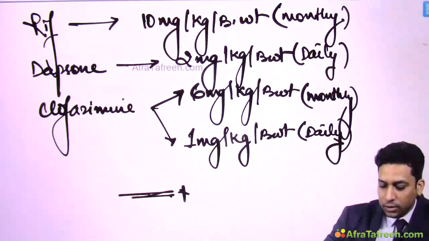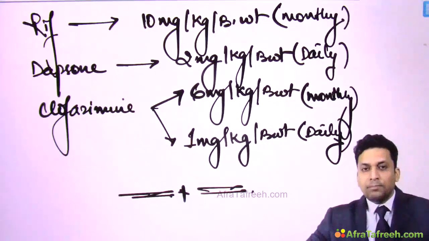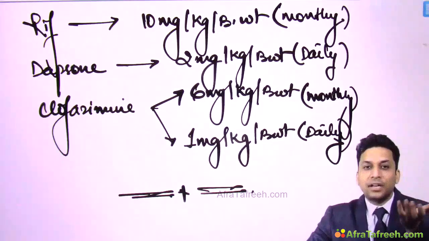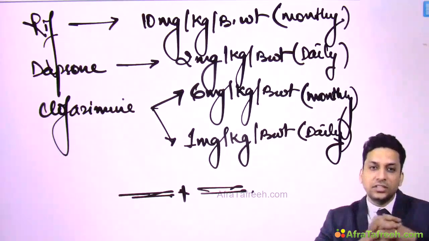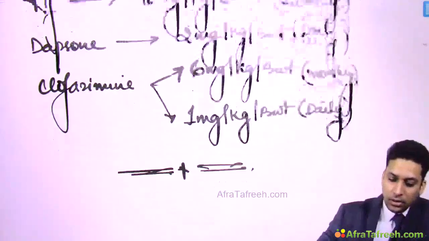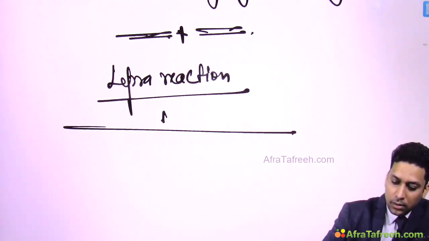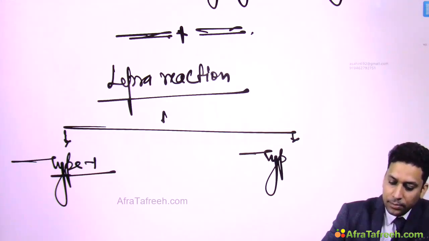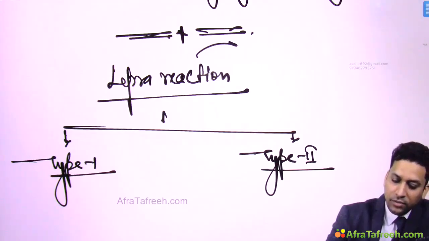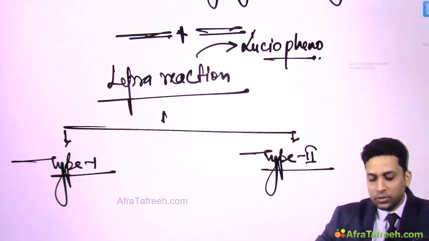So this is the treatment for leprosy. But sometimes what happens, when we start treatment, patient may develop reaction, that is known as lepra reaction. That is the exacerbation of pre-existing disease due to change in immunological status of the patient. So there are various types of lepra reaction, like type 1 lepra reaction and type 2 lepra reaction. There is one more type which is known as Lucio phenomena. This is very rare. We will write down few points about this later.